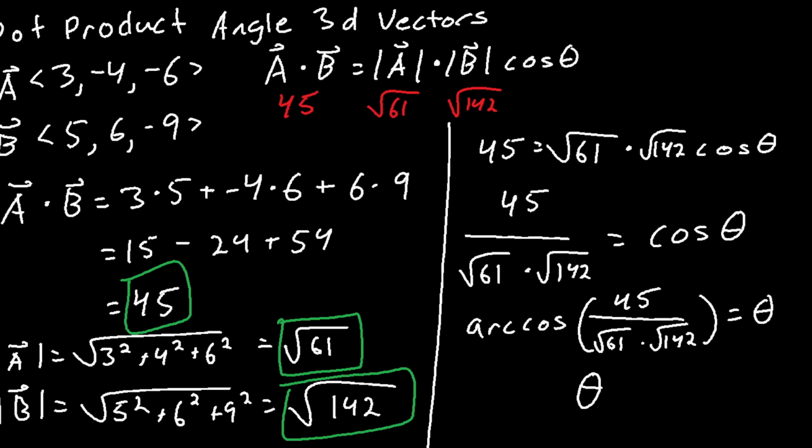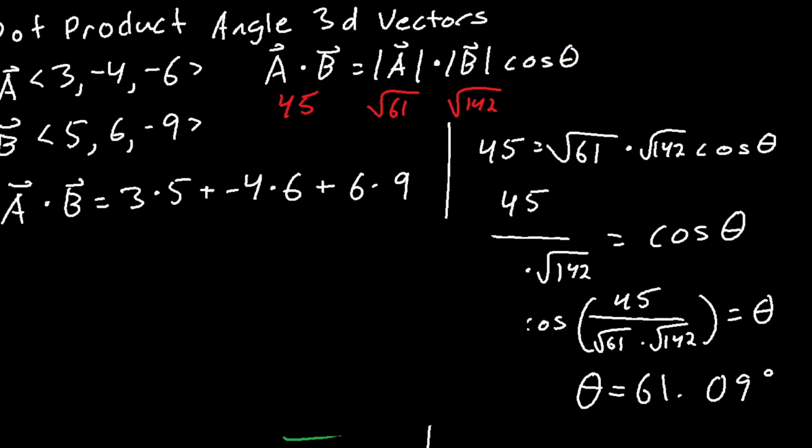My old geometry teacher told me that for some reason they memorized the charts for all the arc cosine values, which is kind of crazy. But what we get out of this is 61.09 degrees rounded. Okay, let's just do one more problem, because honestly, this is literally just solving for the dot product.